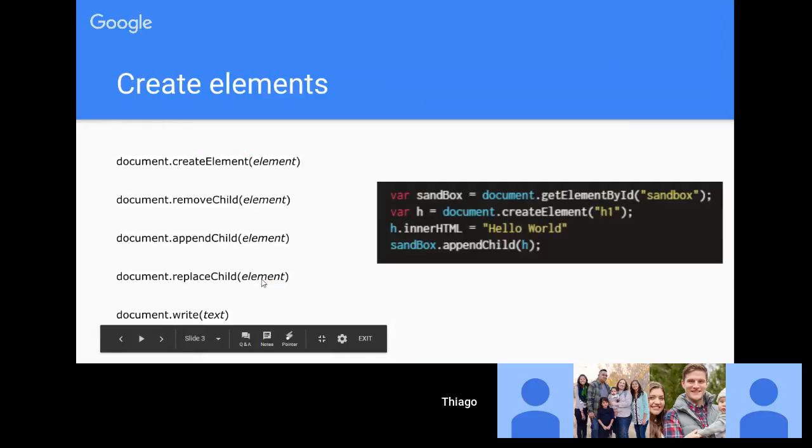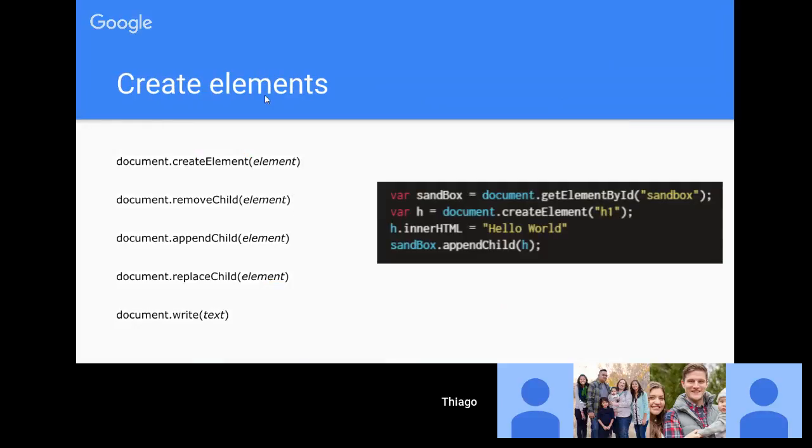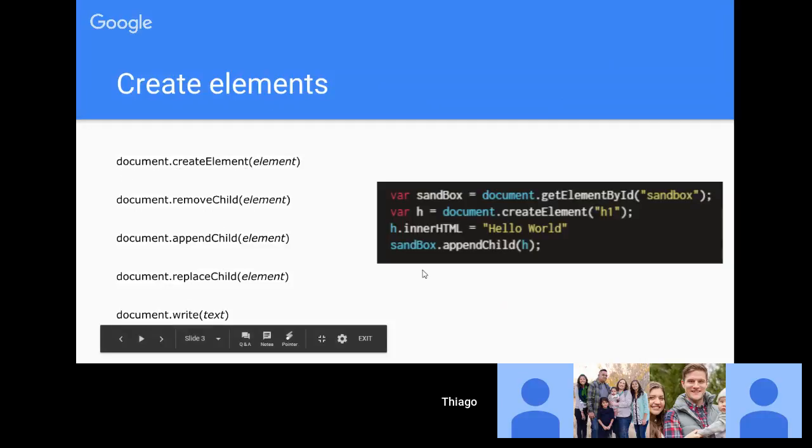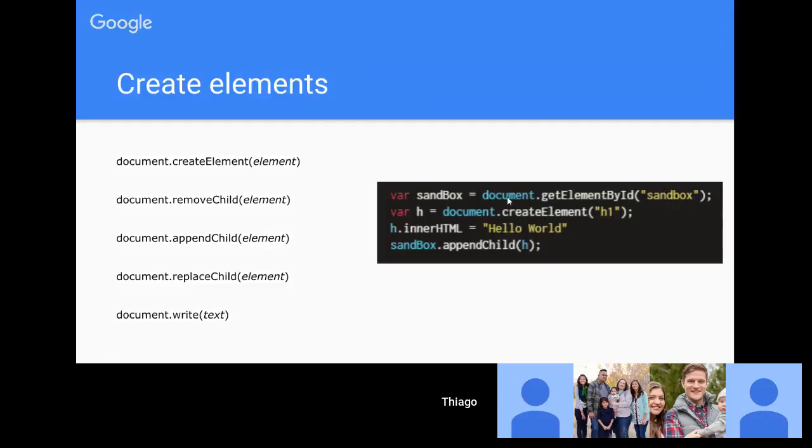So to use the DOM, you can create elements. There are some ways to do it, like remove child, append child, replace child. This is the one I created. For example, I got the element using the DOM here, getting the ID sandbox and assigning it to a var sandbox. Then I created an element heading 1, and I used the inner HTML, and I already added the text inside. And then after that, I just appended it to the div that I got here the first time.